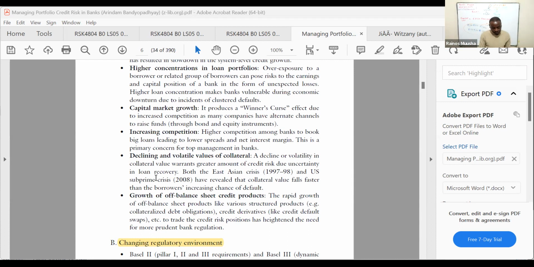Are we on the same page when it comes to this point? Any questions?